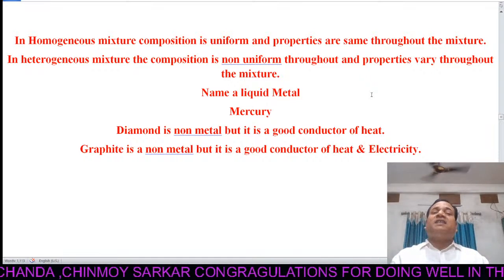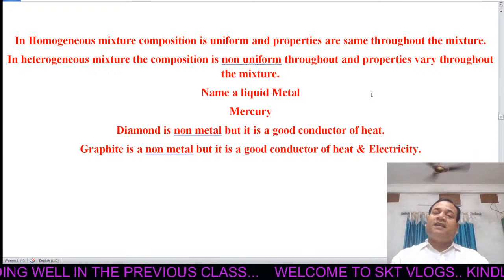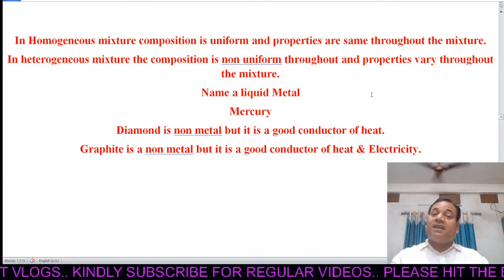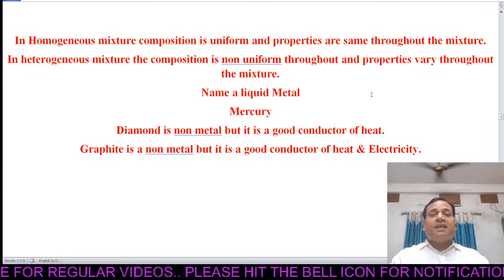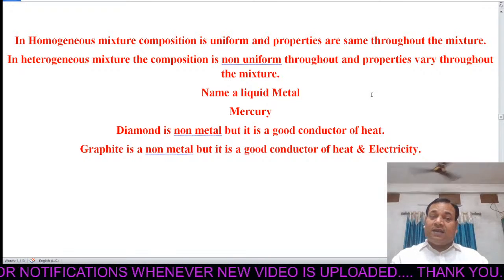Now, if there is a question, name a liquid metal, then the answer is mercury. If there is a question, name a liquid non-metal, then the answer will be bromine. Clear? Name a liquid metal, mercury. Name a liquid non-metal, bromine.